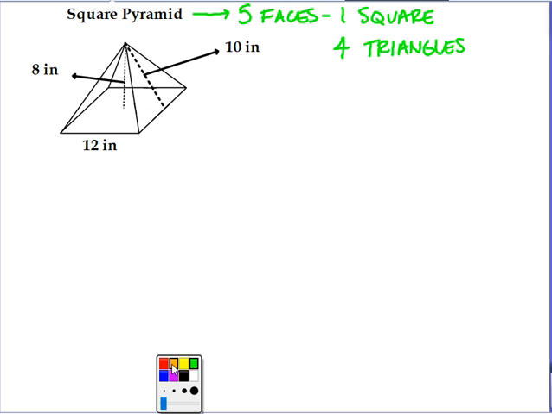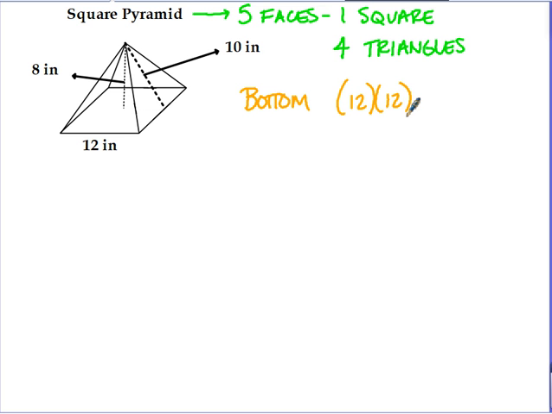So I'm going to start out by finding the area of my base, that bottom. And that's a square, so it's just 12 by 12, which is 144. And I don't need to multiply that by 2 or anything because we only have one base, we only have one bottom. And I forgot to outline that. Let me outline that.